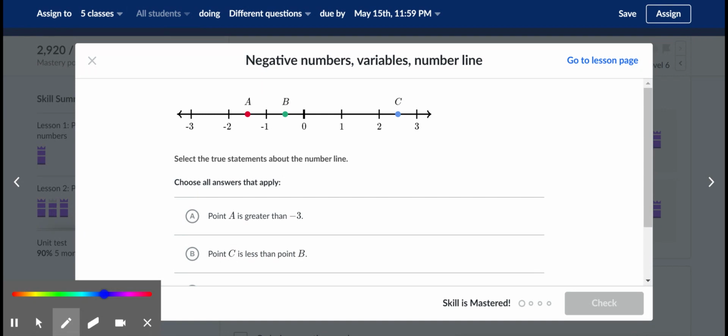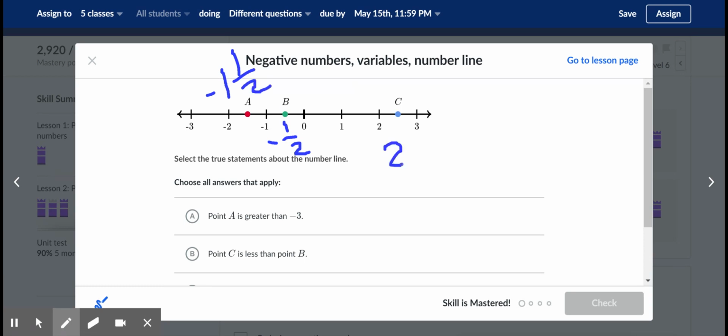If this is 0, I know B, if it's halfway between -1 and 0, would be around -1/2. And then A is going to be -1.5. And then our C is between 2 and 3, so that's 2.5.